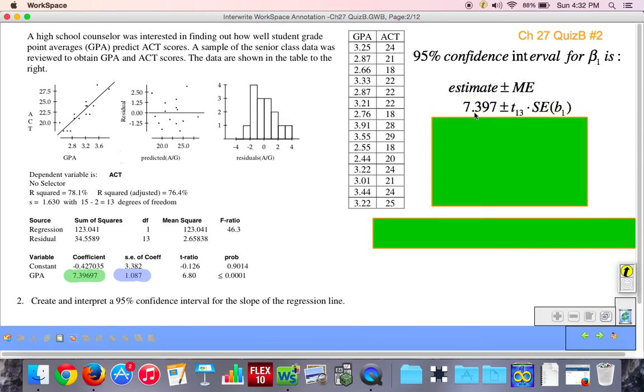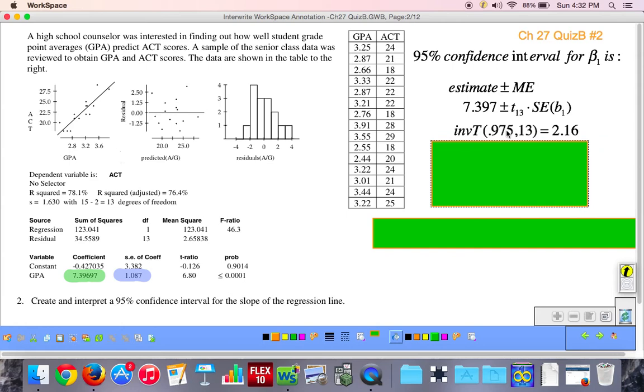Our estimate is the slope of our regression line, which is 7.397, again over here in our table, plus or minus our t statistic with 13 degrees of freedom. Just a reminder, when we're using a linear regression model, our degrees of freedom is n minus 2, where n represents the number of data points. And we have 15 data points here, and n minus 2 would be 13. We're looking for a t statistic with 13 degrees of freedom for a 95% confidence interval.